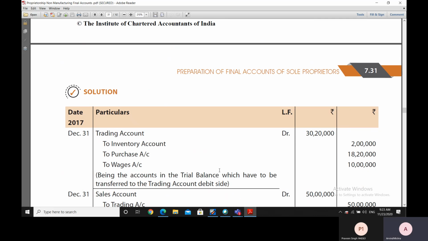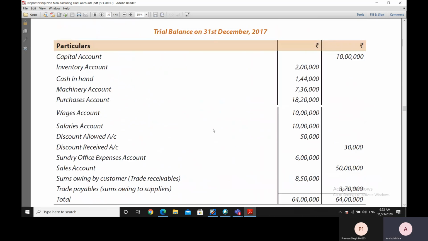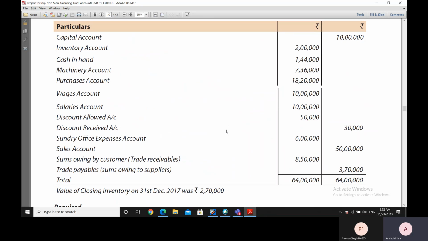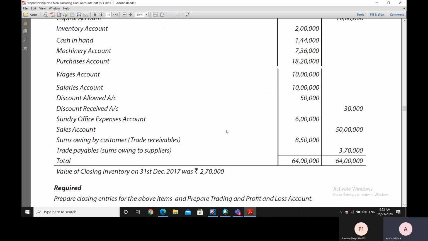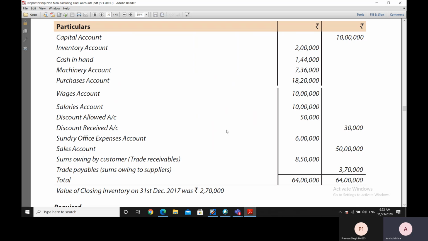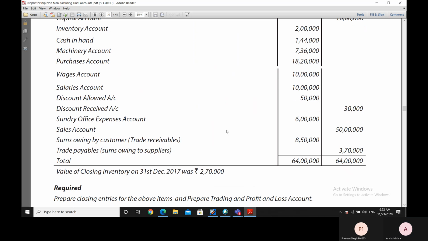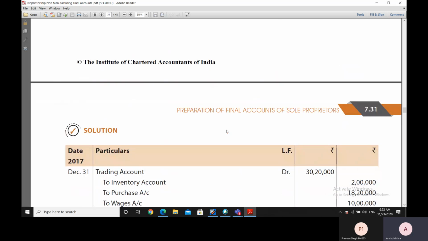So first thing that we have to do is we have to transfer the accounts. Now we have the trial balance here. Every entry has to be removed from the trial balance, and it has to go into the final accounts, which is the profit and loss account, the trading account, and the balance sheet. But while transferring the balances of respective accounts given in the trial balance, we have to do it by making appropriate journal entries.